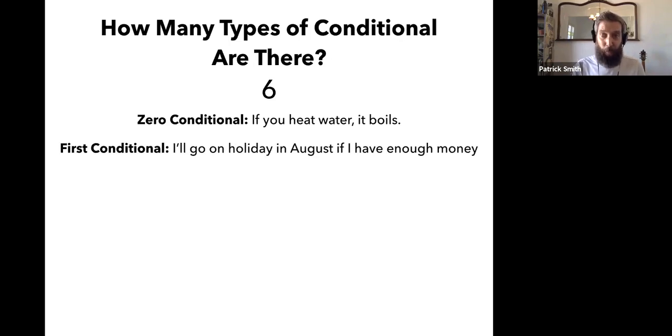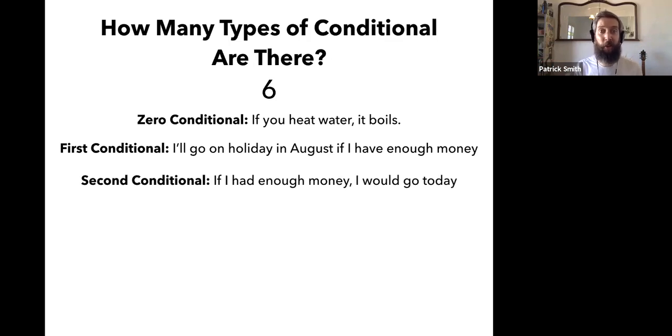A first conditional, which we actually already spoke about. I'll go on holiday in August if I have enough money. So that's "will" for the result clause, and then the if clause with the present. See, this one's reversed in comparison with the first example. So that's the first conditional. Now, the second conditional, yes, we're going to look at this in more depth today. Here's just to give you a little taste. If I had enough money, I would go today. Something like "si tuviese suficiente dinero, iría hoy mismo". If I had enough money, I would go today. So that's the second conditional.